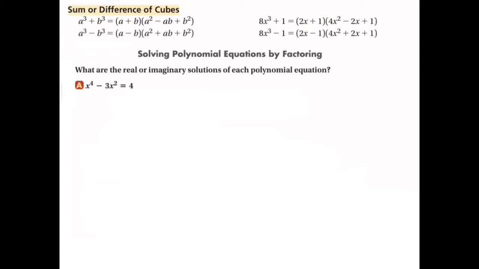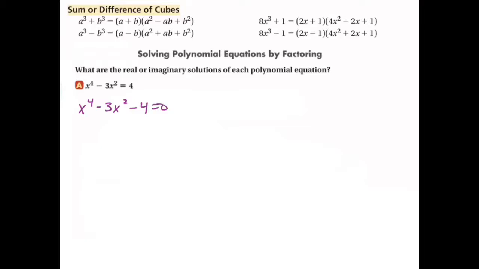So it says, what are the real or imaginary solutions of each polynomial equation? So here we've got x to the 4th minus 3x squared equals 4. In this case, we want to bring the 4 to the other side. So x to the 4th minus 3x squared minus 4 equals 0.